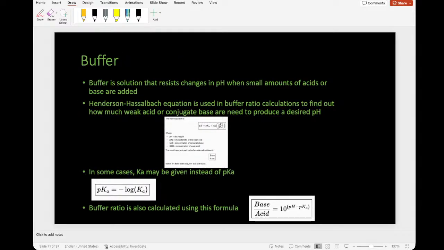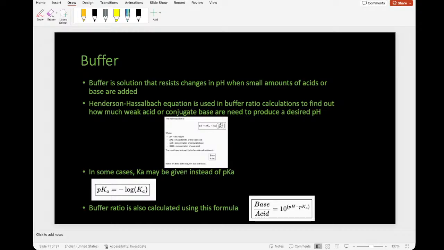Then there's a buffer equation, which involves a pH and pKa. A buffer is a solution that resists changes in pH when small amounts of acids or bases are added. So the Henderson-Hasselbalch equation is used in buffer ratio calculations to find out how much weak acid or conjugate base is needed to produce a desired pH. So that's essentially what this is.